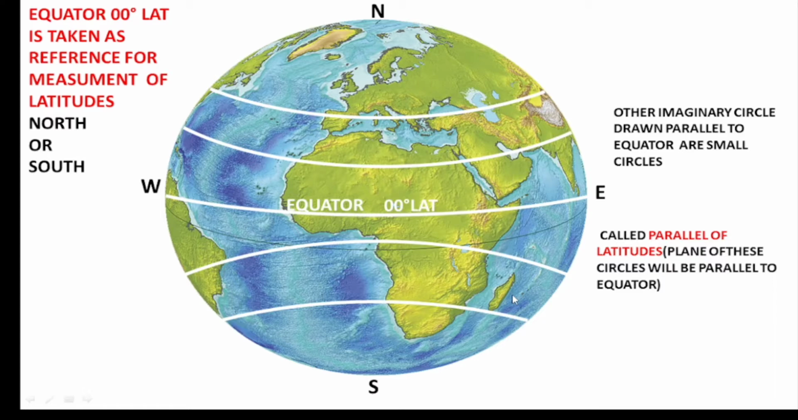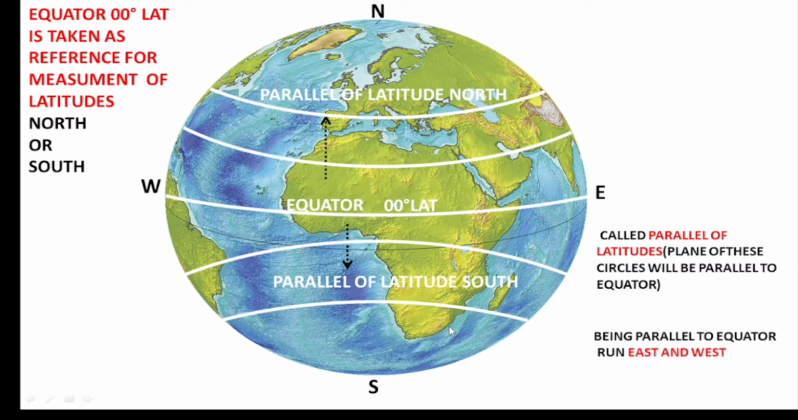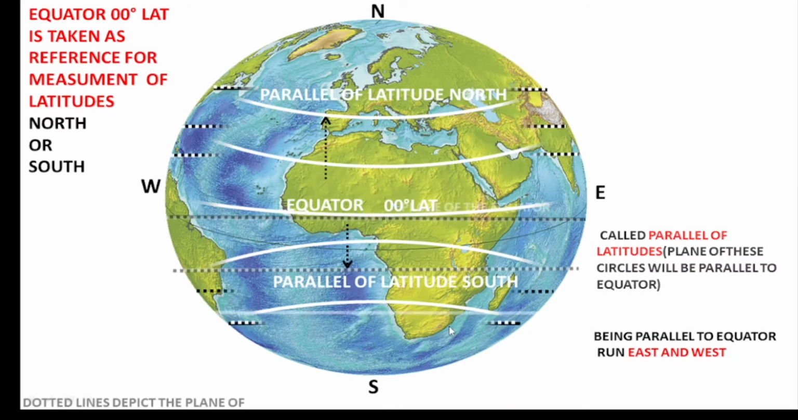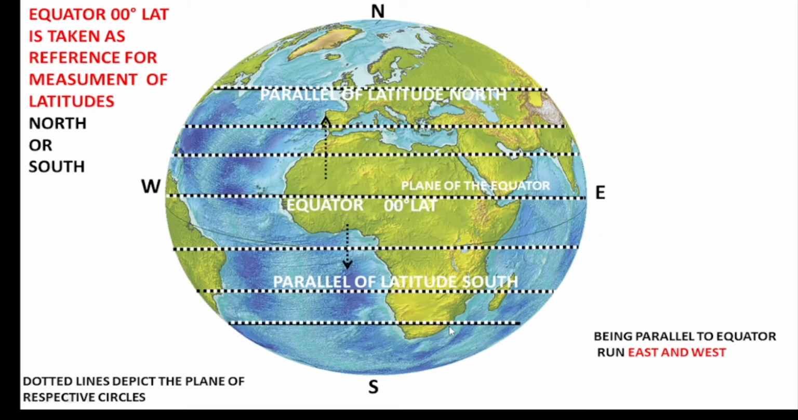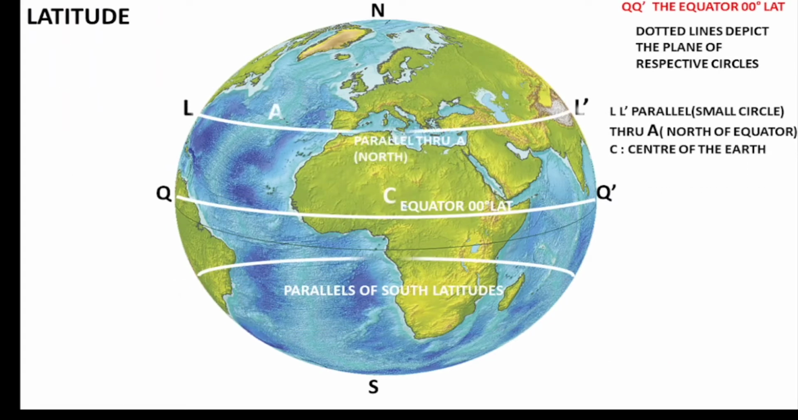The equator is taken as the reference, 0 degrees latitude, to measure our latitudes north and south of the equator. So all these parallel small circles, parallels of latitude, are north or south depending upon whether they are north or south of the equator. As I said, being parallel, they should be running east and west. Now let us define latitude.